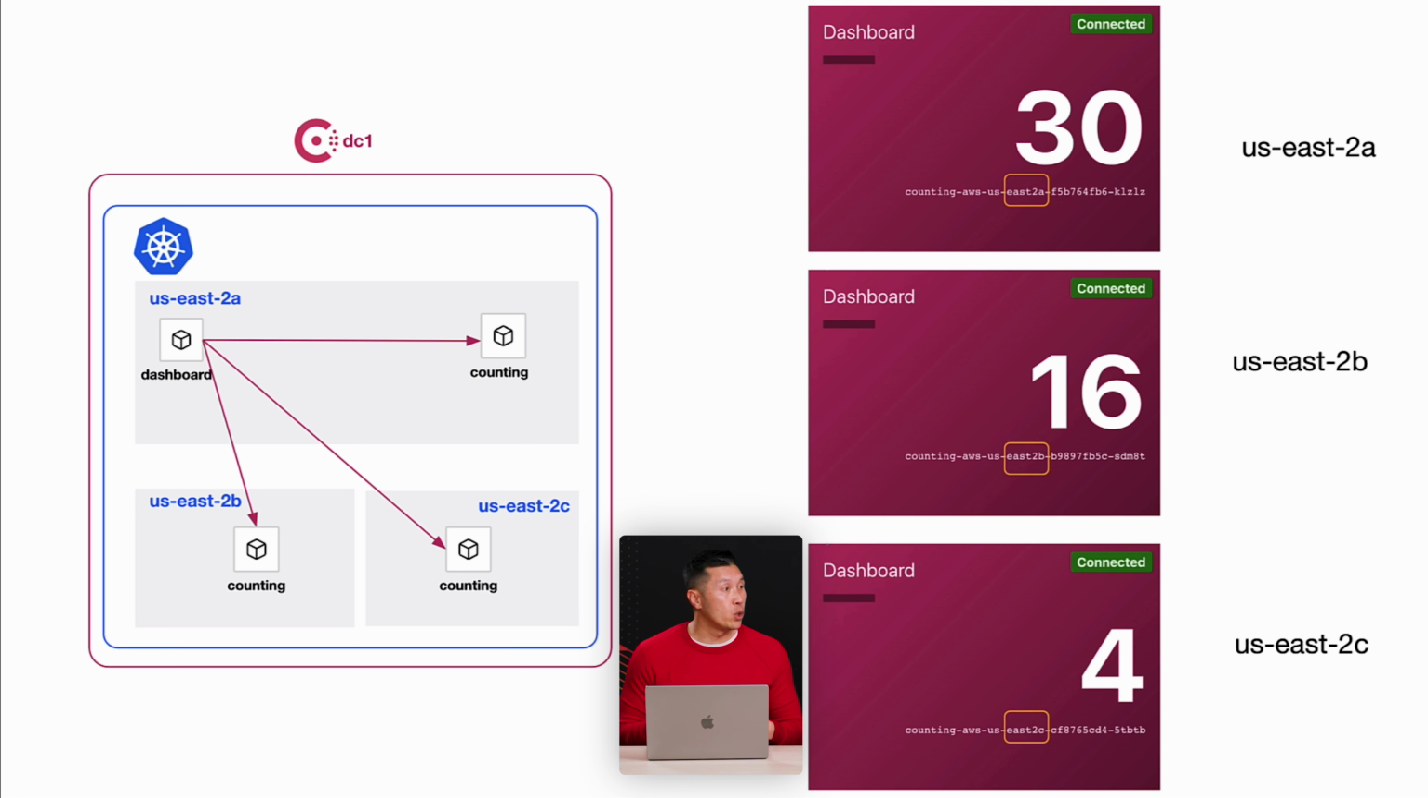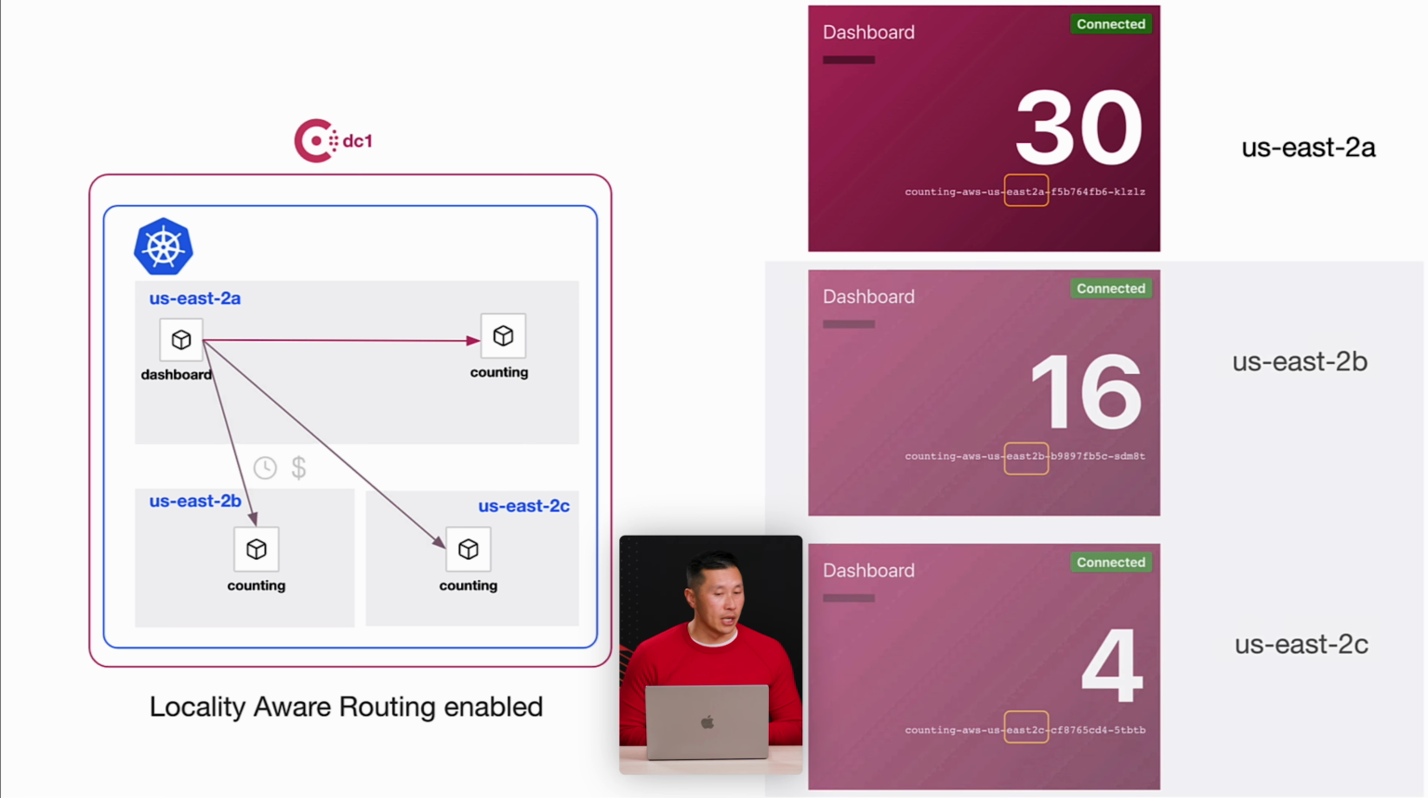And in our use case, we don't want that. We want that traffic to stay local in the US East 2A zone, right? Because, again, as we mentioned, it increases latency and increases costs. So to enable locality-aware routing, what we'll do is set a config file, which we'll show in a second with my demo. All right, so let's get into the demo itself.